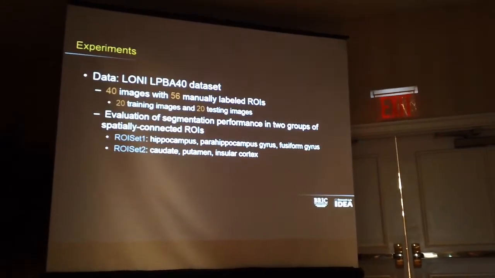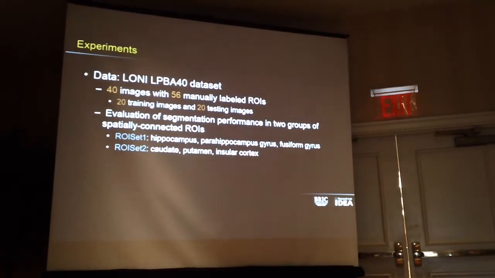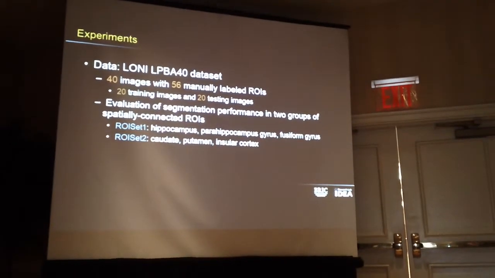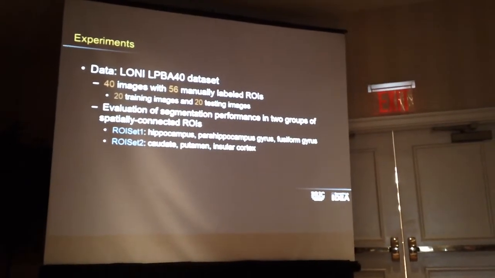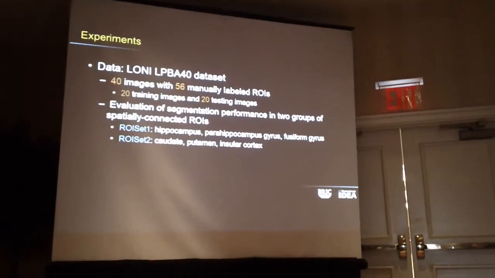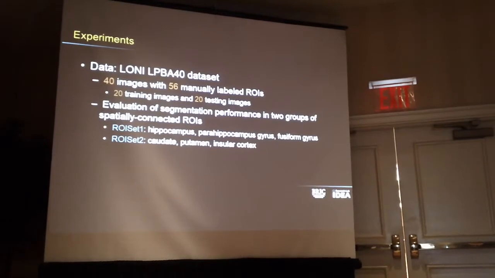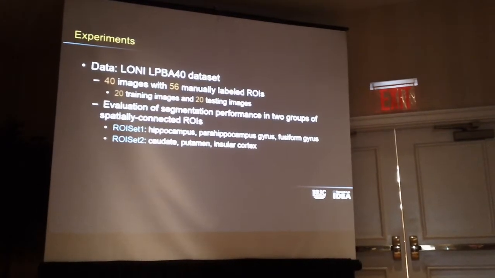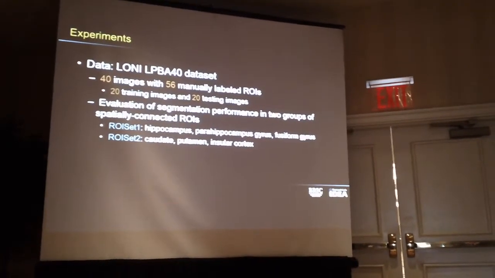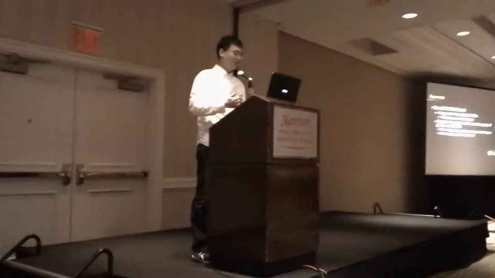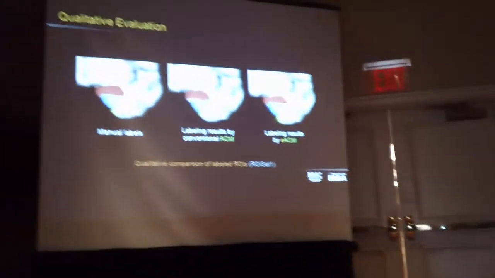Okay. We applied our method on this LONI data set. There are 40 images in this data set, and each image has 56 manually labeled ROIs, of which 20 images are used as training images and 20 as testing images. We evaluate the segmentation performance in 2 groups of spatially connected ROIs. So this is the result of the first group.